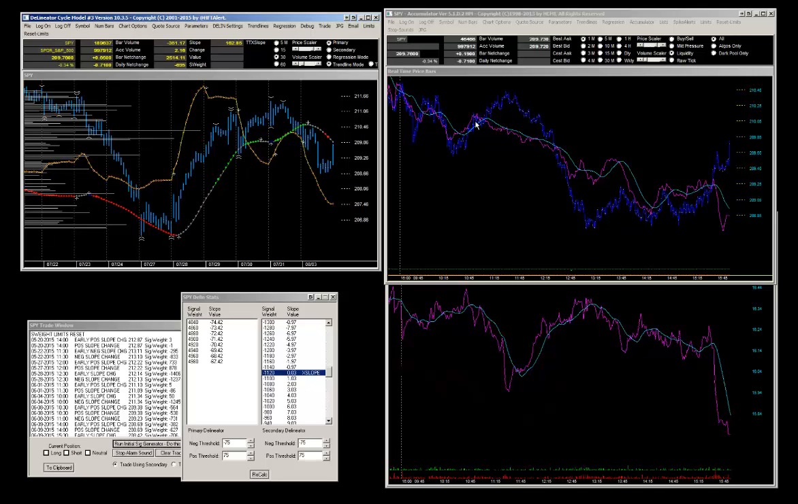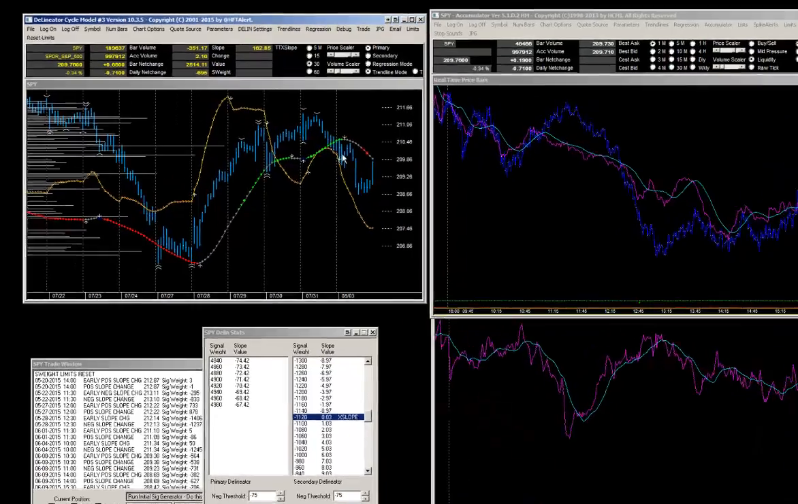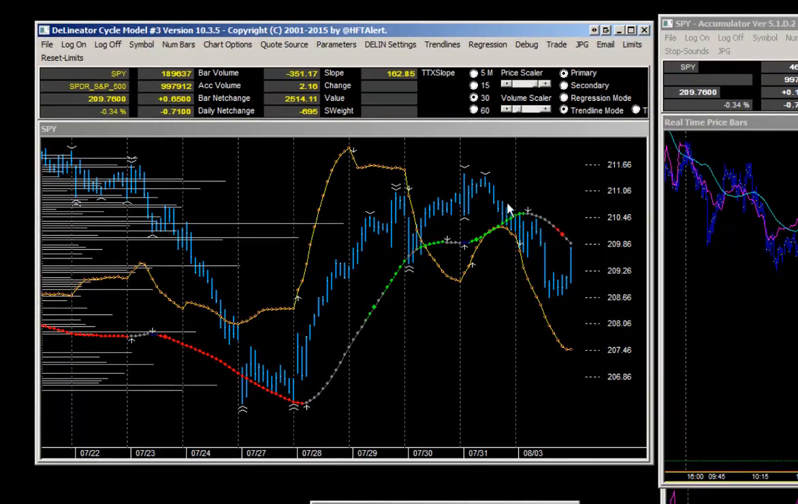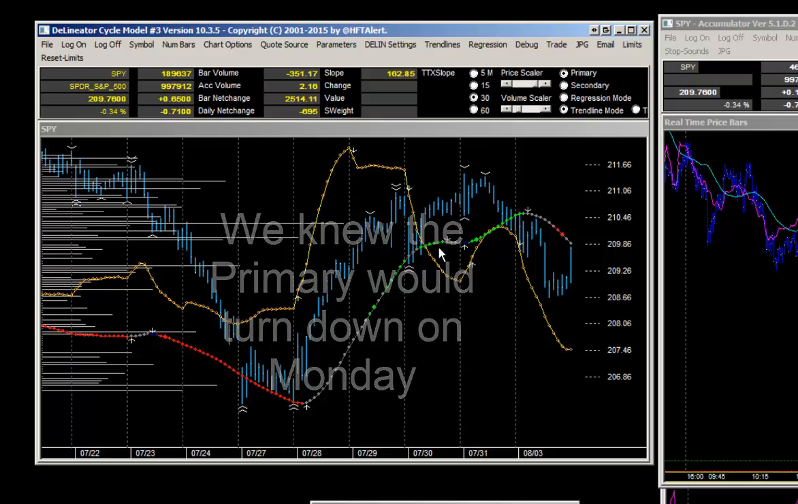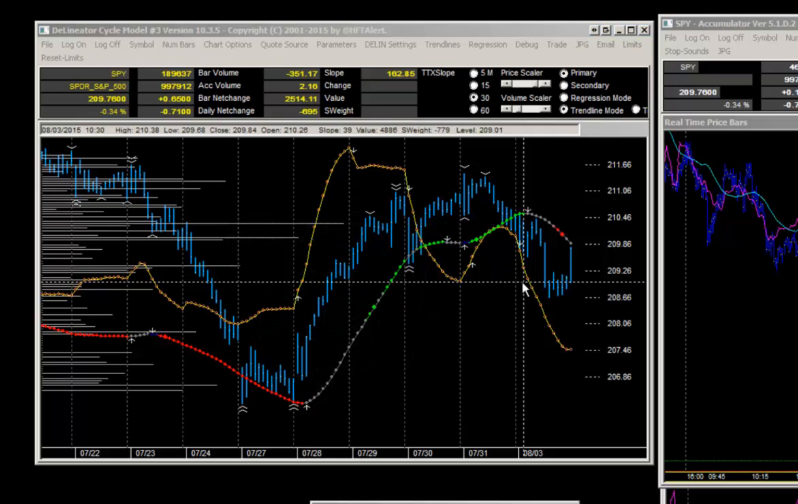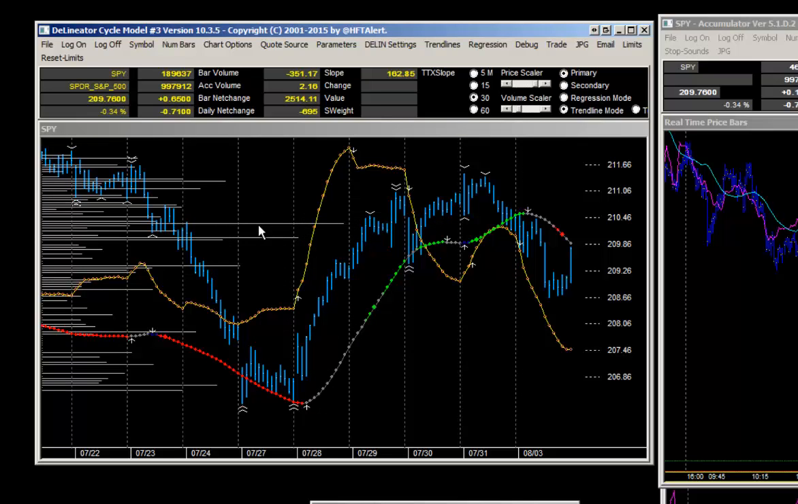So coming in today on August 3rd, we knew from Friday that unless signal weight opened at a very strongly positive level, we were going to see the primary delineator turn down on Monday, which is today. So coming into the day, we knew that after the very first bar, it was going to take about an hour to an hour and a half for the delineator to turn down.